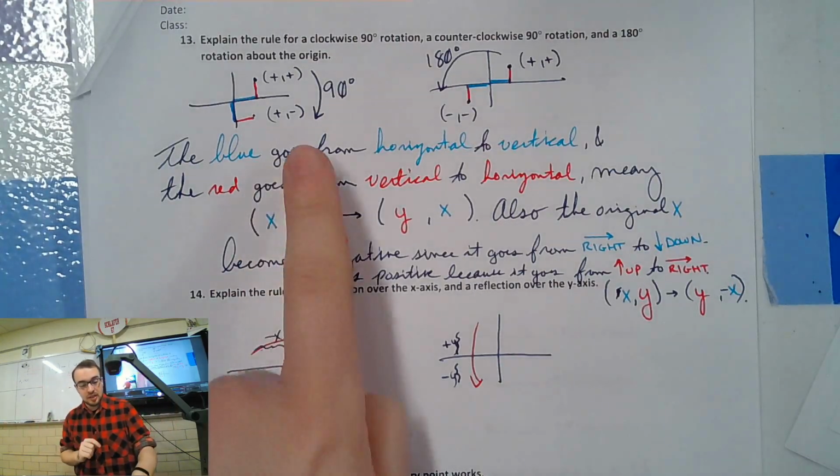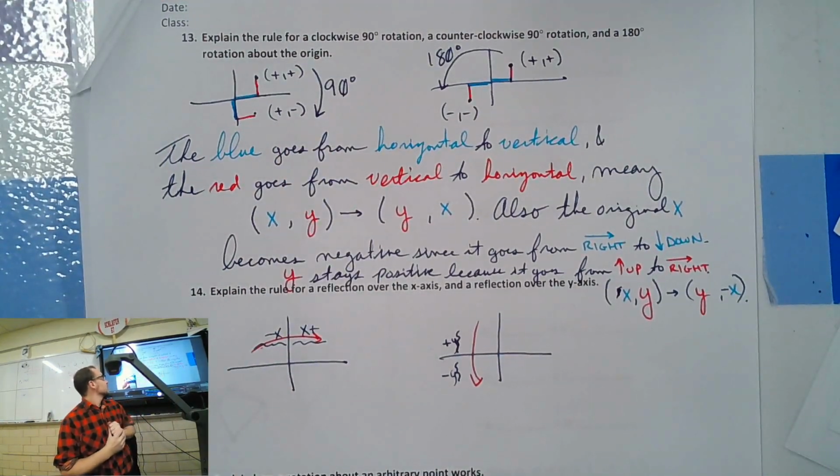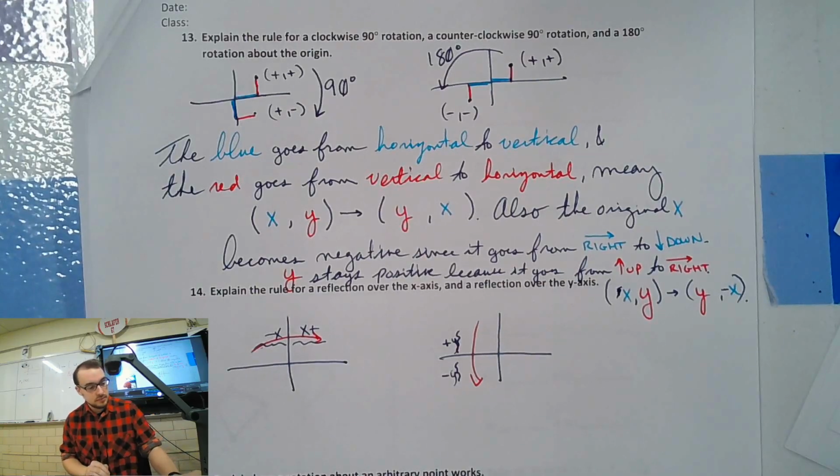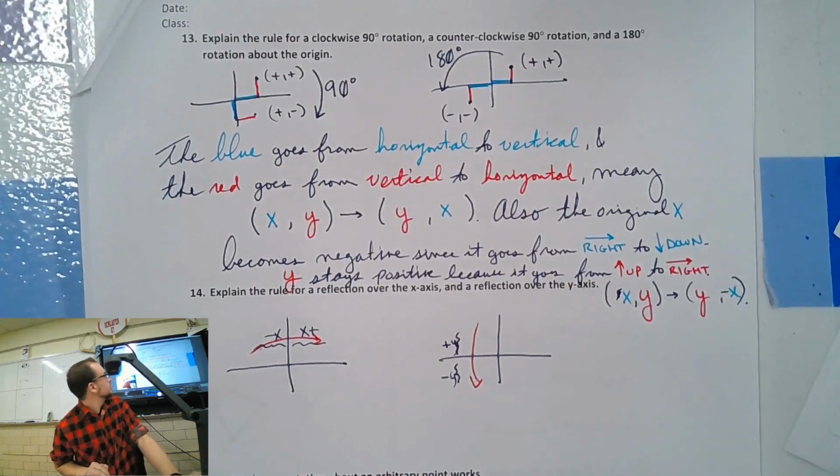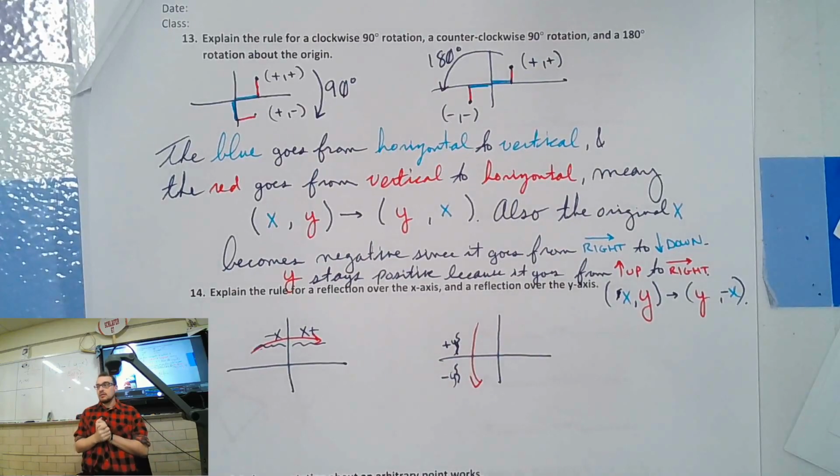Explaining a 90-degree clockwise rotation. Dude, the lights are like not working. Is that better? Contrast? Nice.